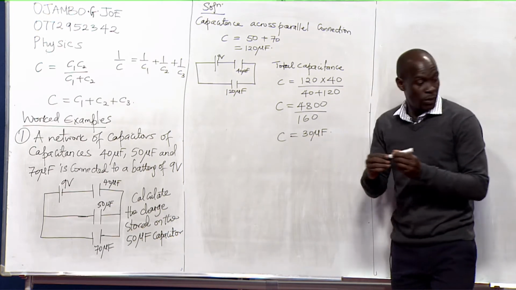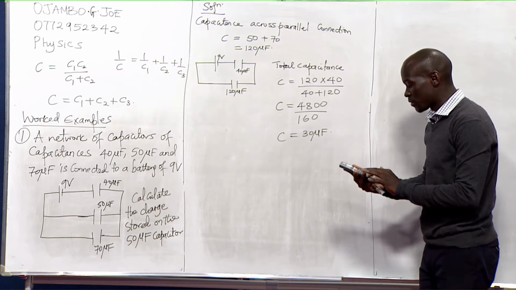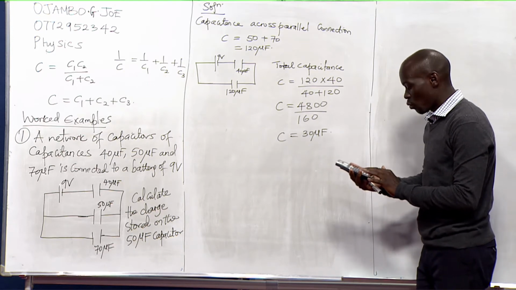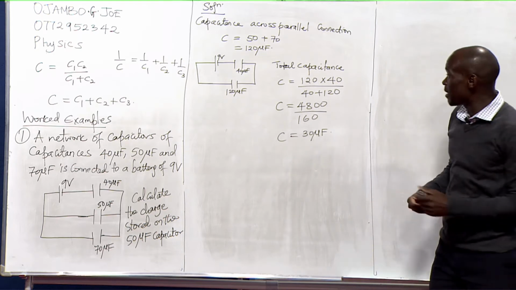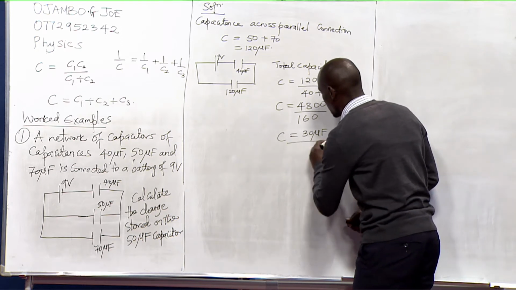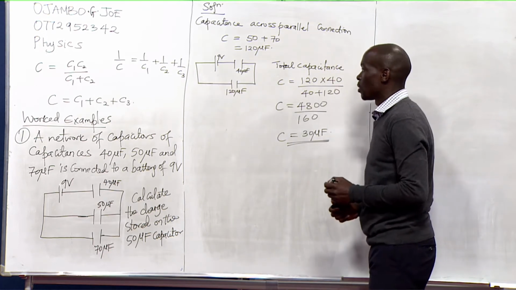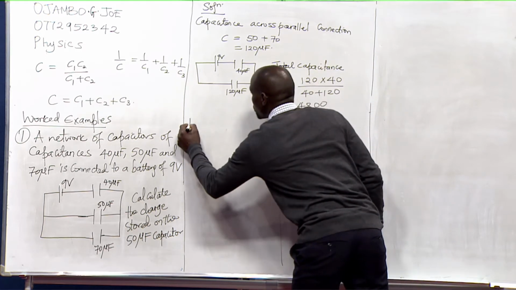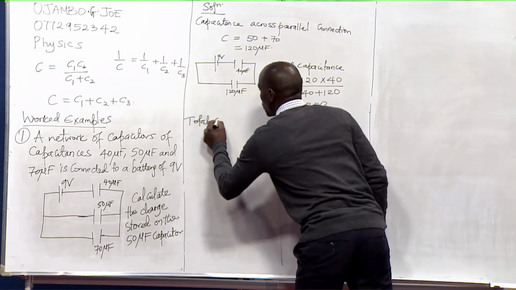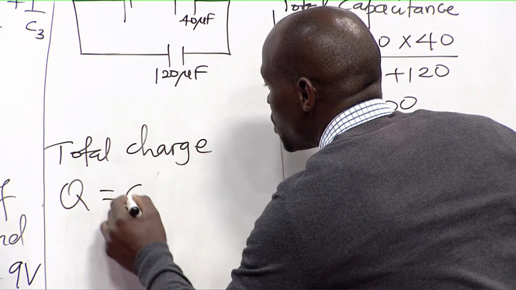We can cross-check very quickly from our calculator. 120 times 40 divided by 160 gives us 30. So having got the total capacitance as this, we have the total PD. We can now get the total charge. Total charge Q is equal to CV.